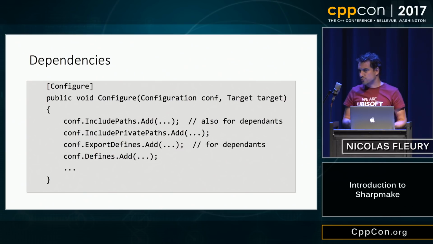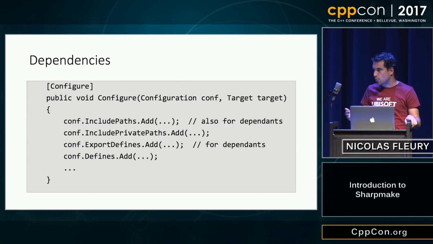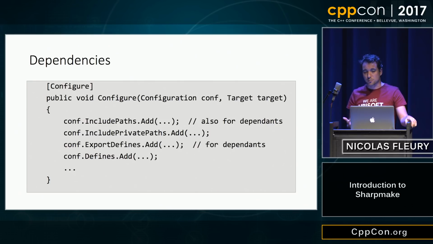Dependencies are important for programmers. I mean, for C++ programmers, we want to define everything about a library in a single place. And Sharpmake gives you all the tools to do that. So for example, for preprocessor definitions, there's a difference between the ones necessary for the dependent and the ones to compile the library itself. Same thing for include paths, and there's even support if you want to have, for example, specific files in the final executable folder.